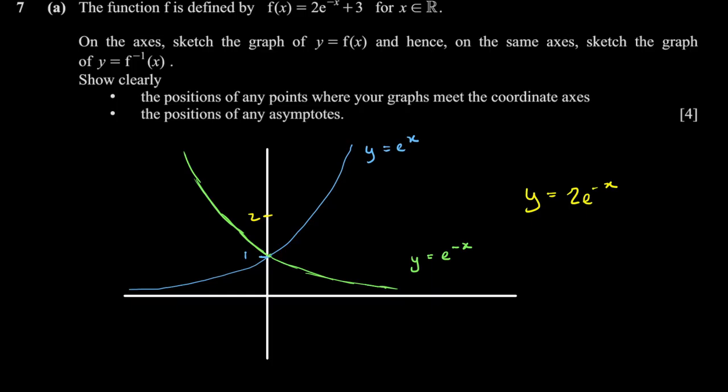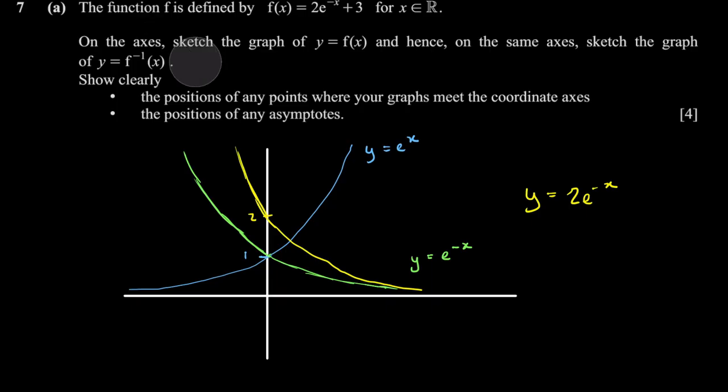I would get to 2 there. So that would look like this. So that comes down like that. All right, but now if I'm going to shift everything up by 3, then everything goes up, including the y-intercept, but also the asymptote. So the asymptote is no longer the x-axis, it's the line y is equal to 3.